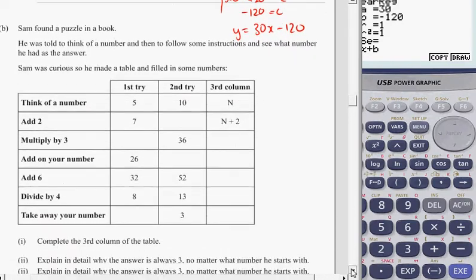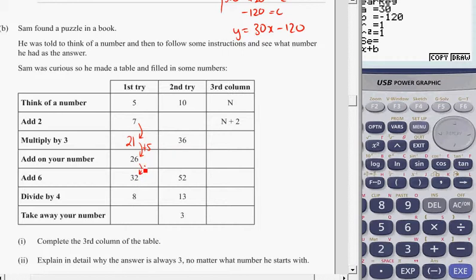Sam found a puzzle in a book. Think of a number, add 2, multiply by 3. 3 times that is 21. Add on your original number. Yes. Add 6. Yes. Divide by 4. And now if you're going to take away your original number, you get down to 3.